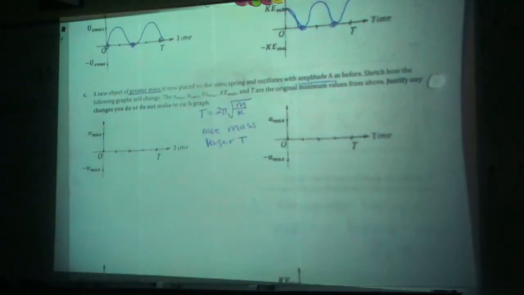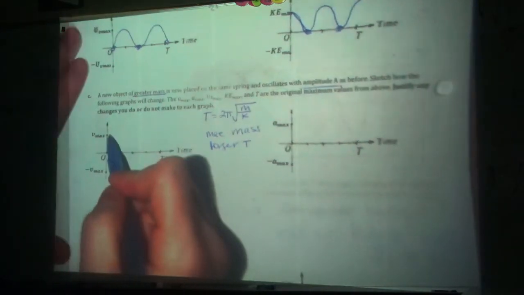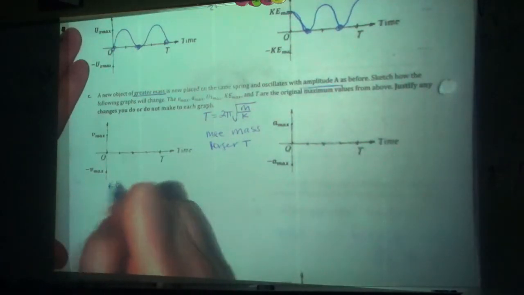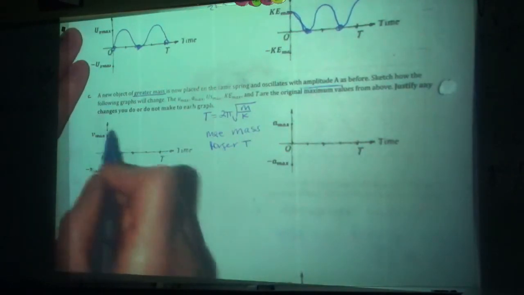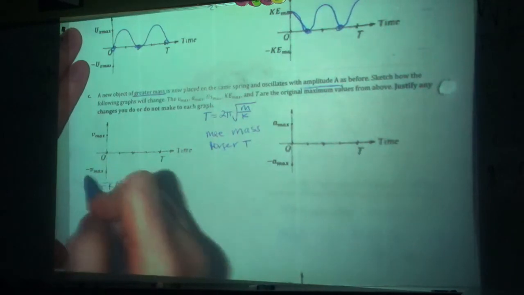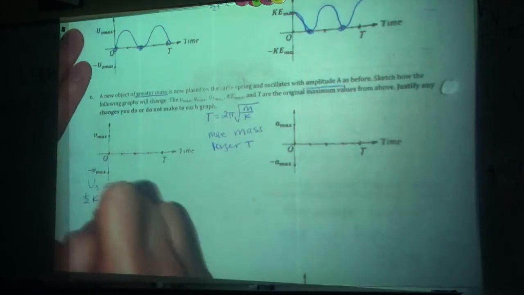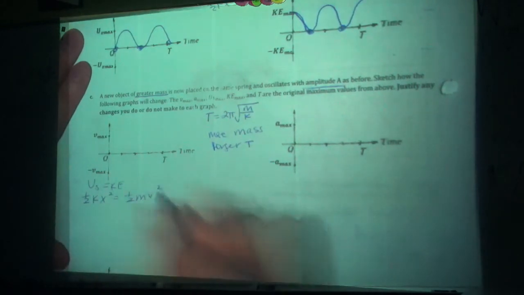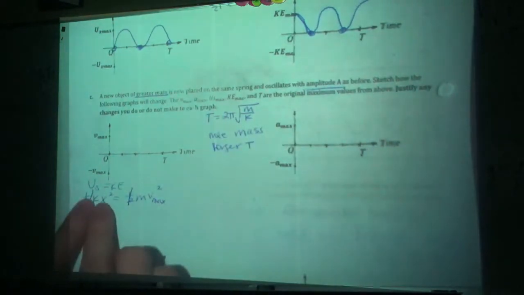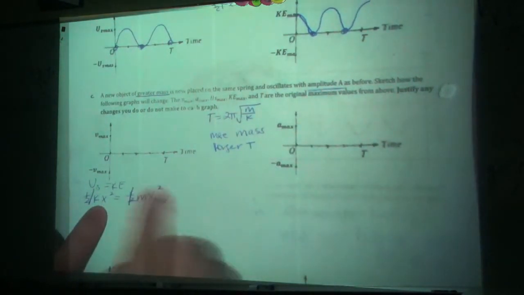Now I need to look at my values on the y-axis. So let's think about the maximum velocity. It's easiest to come up with an expression, because then you can just look at your expression and say, oh, what does this do? Well, your maximum velocity is when it has all kinetic energy. That all kinetic energy comes from the energy at the start, which is the spring potential energy. So you've got 1/2 kx squared equals 1/2 mv squared. The halves cancel out. If we're talking about the maximum velocity, then we need to be talking about the maximum x, right?